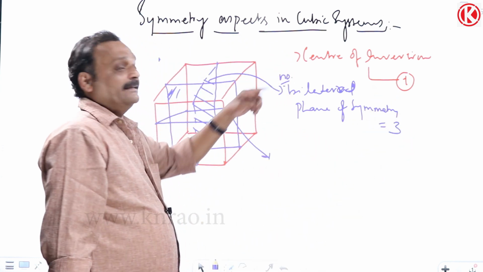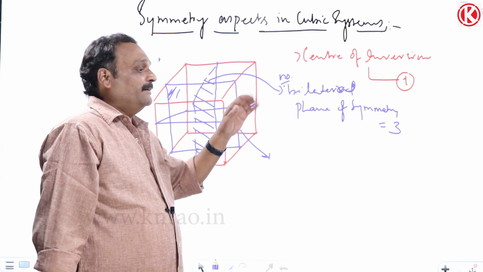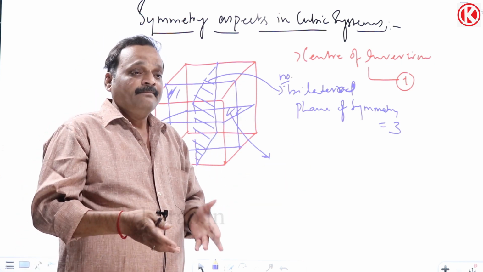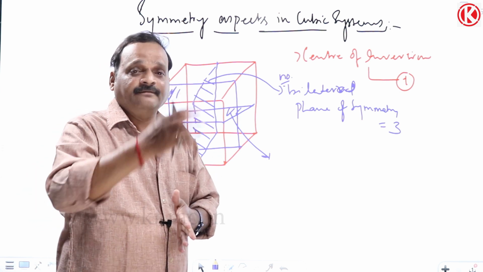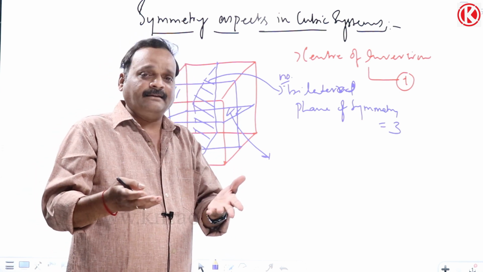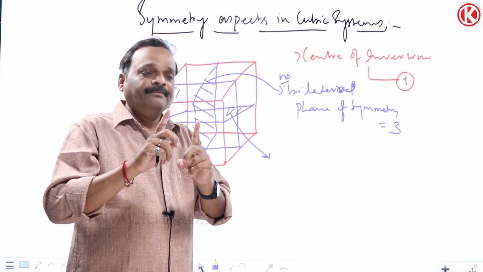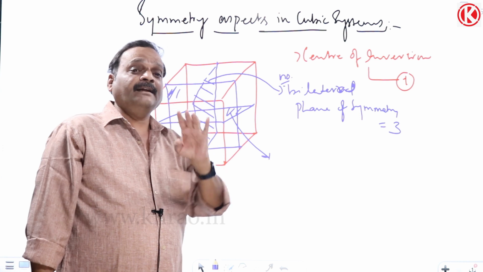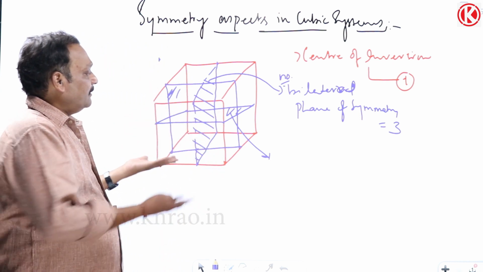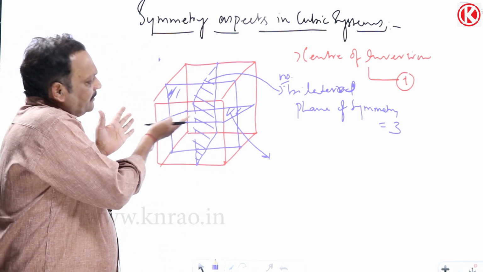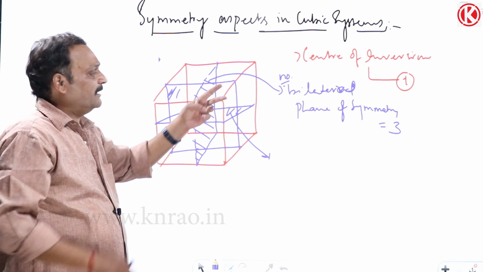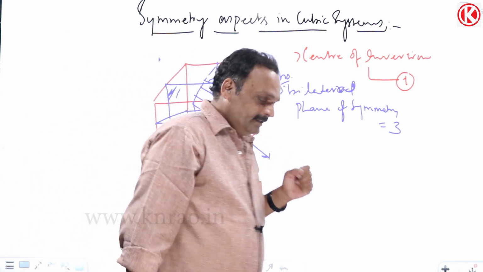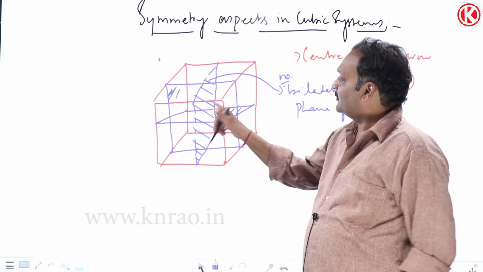That is not the question of center of inversion I told. A body will either have a center of inversion or not. If something has a center of inversion, there is no question of how many centers of inversion there are. A body can have only one center of inversion or none. But here, how many bilateral planes of symmetry are there? All planes are identical. All planes are cutting the cube into two exactly similar parts. So how many are there? Three.